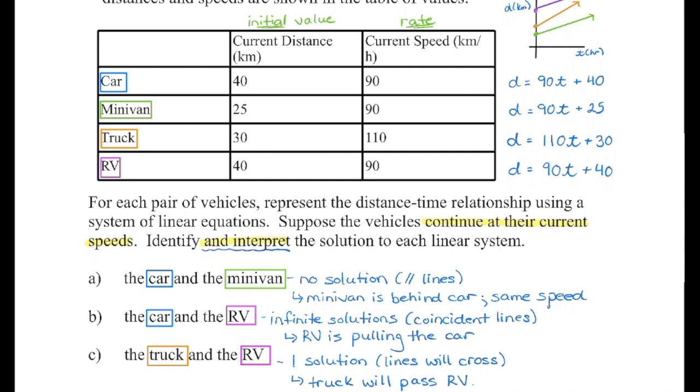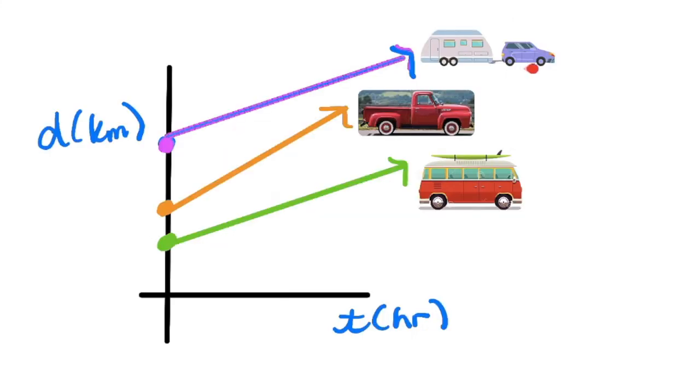And then when I compare the truck and the RV, I can see that the truck originally is not as far as the RV. So here's my RV on the highway, here is my truck. However, the truck is traveling much faster than the RV is. So the truck is most likely going to eventually pass the RV. We also could have the car pulling the RV. You want to make sure that you can both visualize what's happening as well as interpret what the solutions mean given the context that you're presented with.